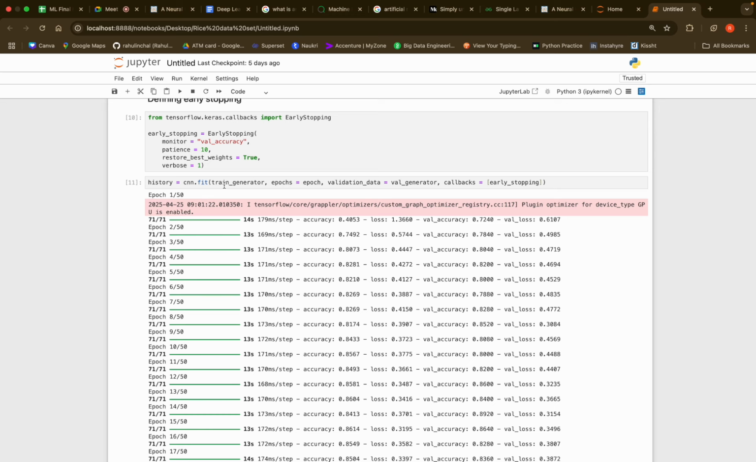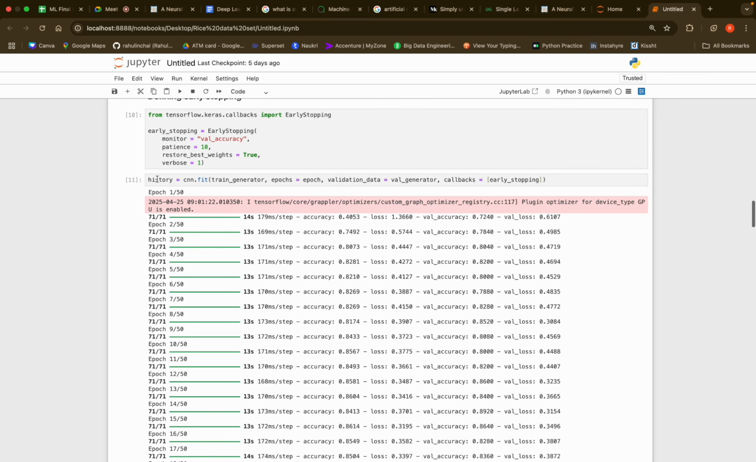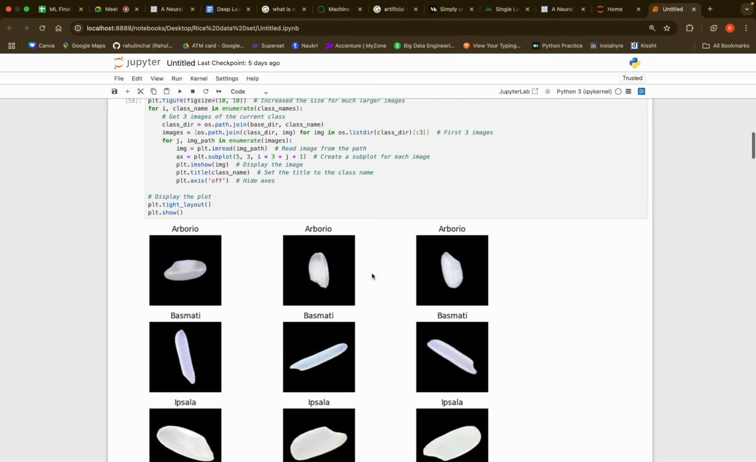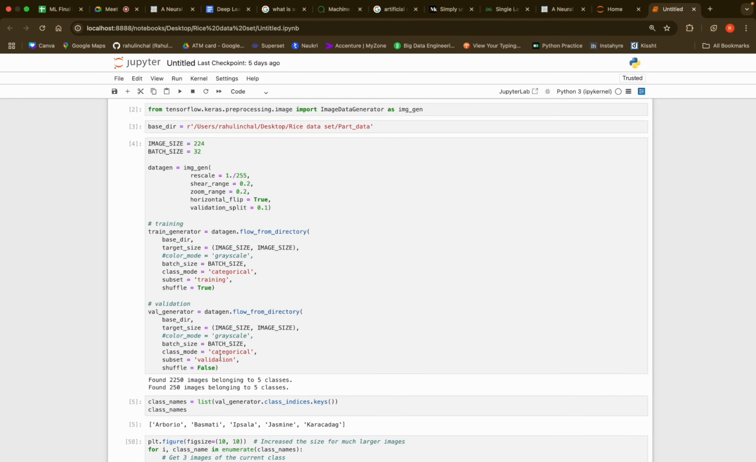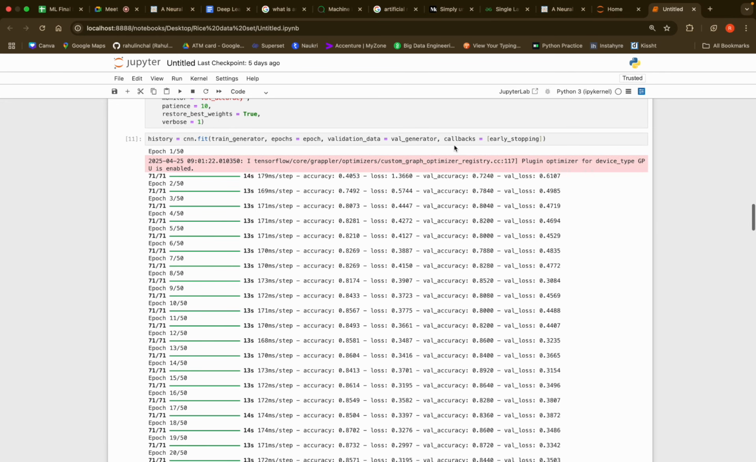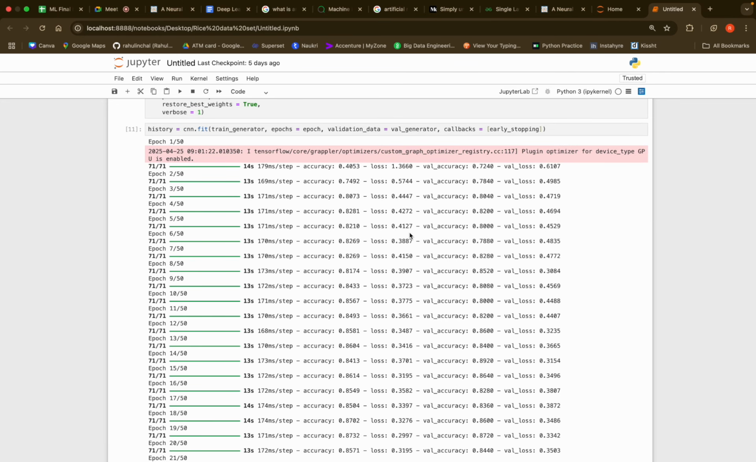I would want to compile, right? So history is equal to cnn.fit. I have fitted it. Train generator, I would want to train on my training data. Epochs is equal to epoch. I've given validation data is val generator. I have defined it here. Here val generator, callbacks, early stopping, right? So once I hit this, I would have given you like this.